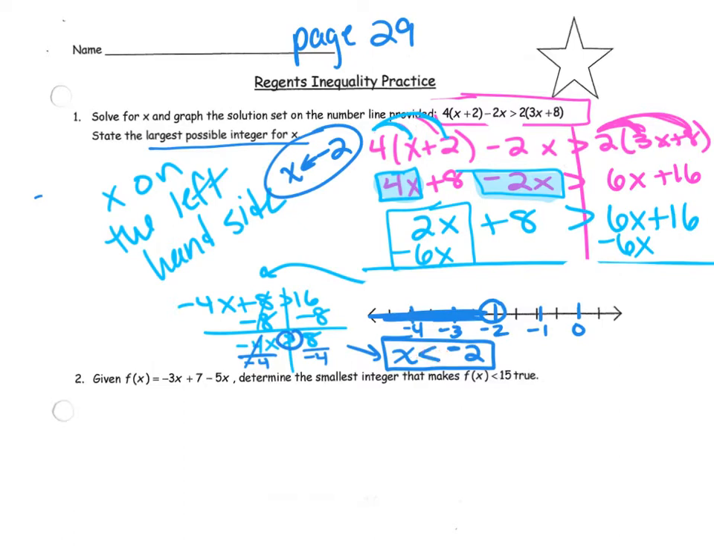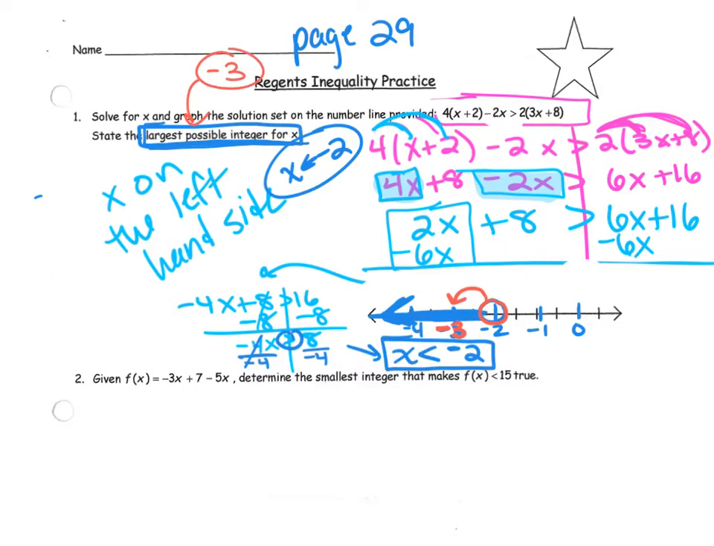Let's erase that though. Now that we know we're shading this way, the next part says, state the largest possible integer value for x. Guys, if you look on this number line here, what is the next largest x value? -2 we don't include because we have the open circle. What's the very next integer value you see? -3. So my largest possible integer value for x is -3. Make sure you go back and read the question.